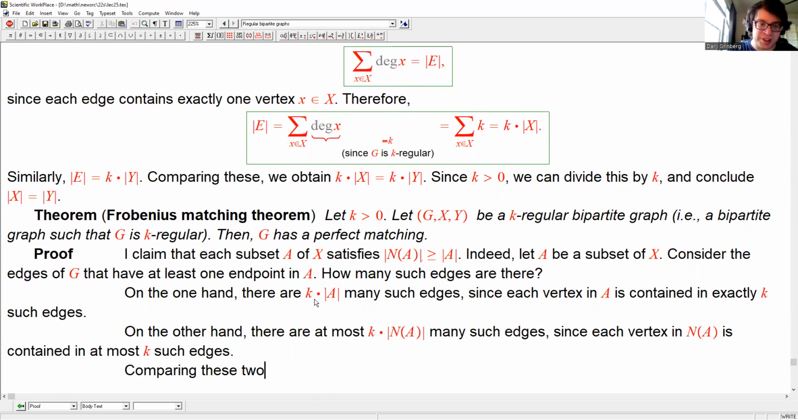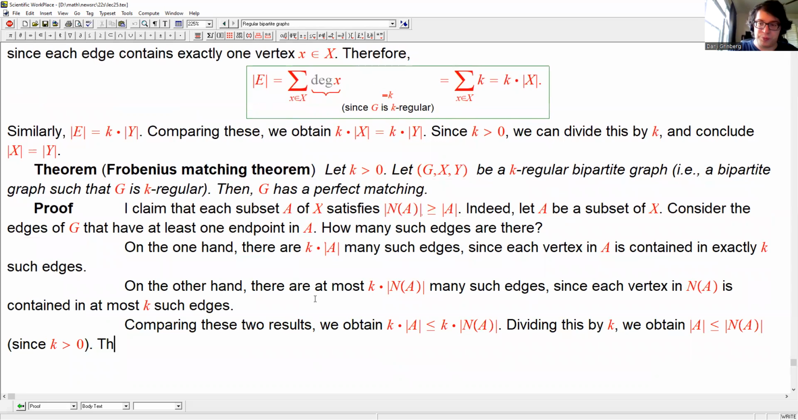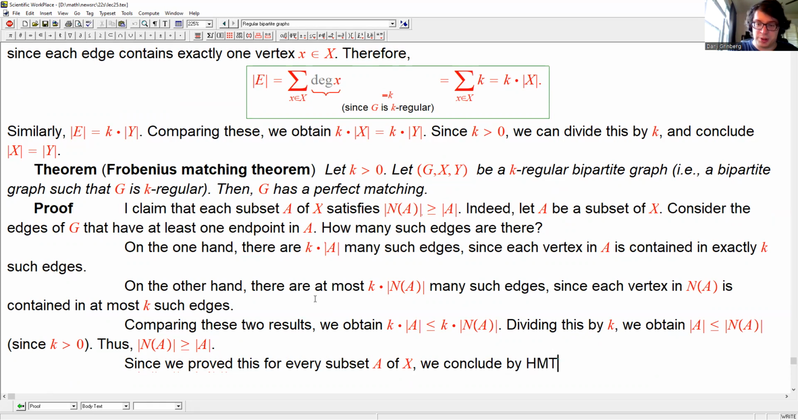Okay, so comparing these two results, we obtain that k times the size of A is at most k times the size of N(A). And again, dividing by k, we obtain this inequality because k is positive. And this is what we want. So this is Hall's condition. Since we proved this for every subset A of X, we conclude by Hall's marriage theorem that the graph G has an X-complete matching.